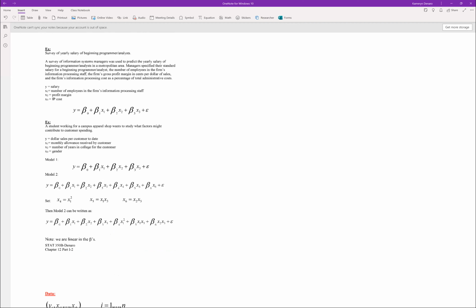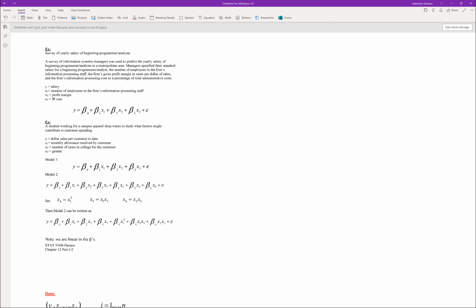A survey of information systems managers was used to predict the yearly salary of beginning programmer/analyst in a metropolitan area. Managers specified their standard salary for a beginning programmer/analyst, the number of employees in the firm's information processing staff, the firm's gross profit margin in cents per dollar of sales, and the firm's information processing cost as a percentage of total administrative costs. Let Y equal the salary, X1 equal the number of employees in the firm's information processing staff, X2 equal the profit margin, X3 equal the IP cost.